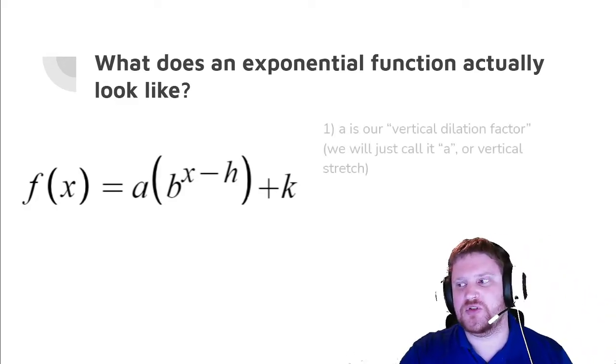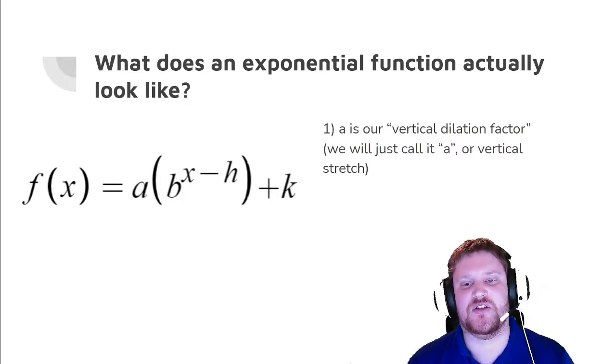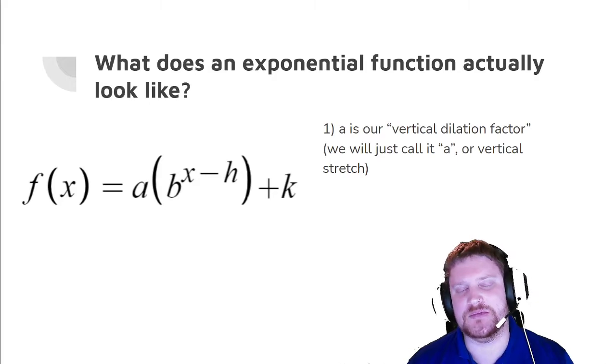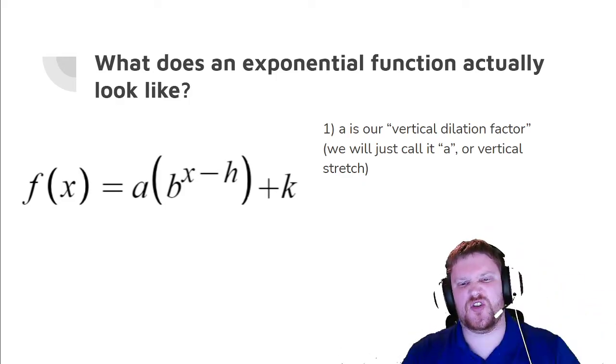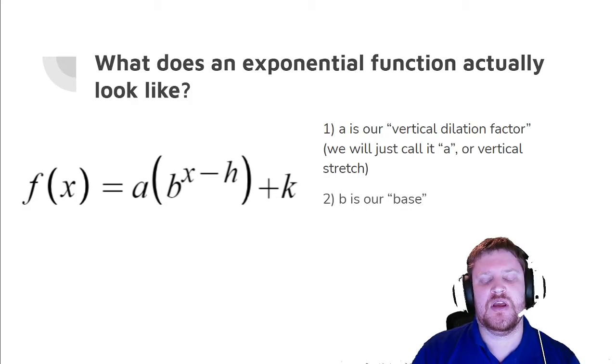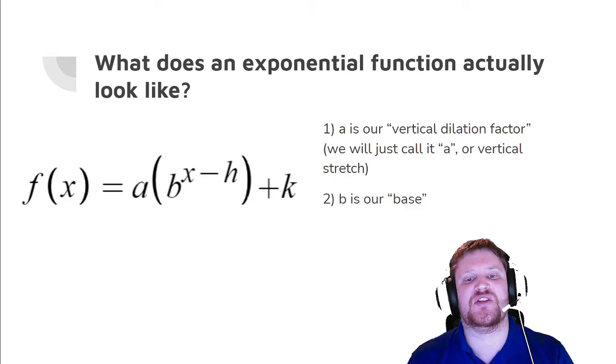Now, just like before, a is our vertical dilation factor. Yeah, I know I've only called it that a couple of times. We're pretty much just going to call it a for exponential graphs, but do remember it does represent our vertical stretch. In this case, b is going to be our base. You're going to hear a lot in this unit, make sure your bases match, or make sure your bases are the same.